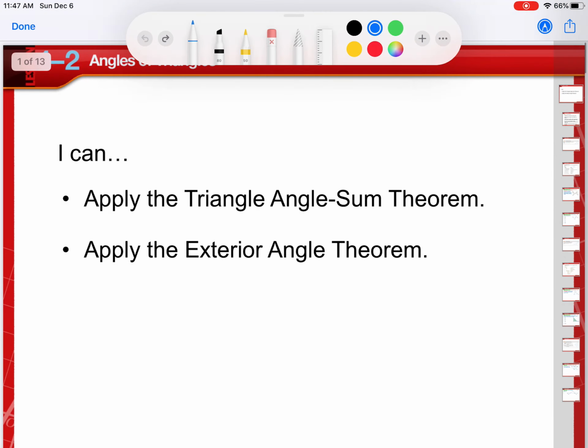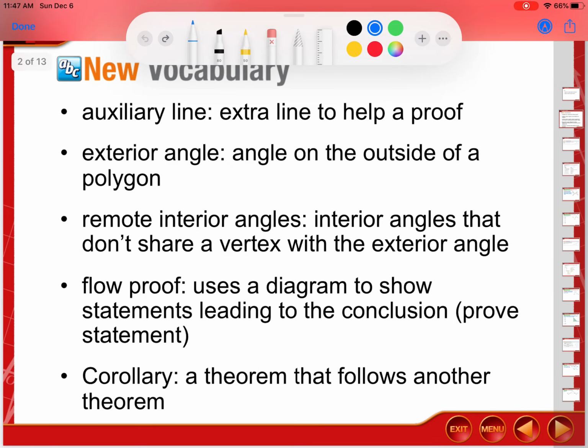Alright, so today we are going to be talking about the angles of triangles a little bit further. So, the goal for today is that you can apply the triangle angle sum theorem and apply the exterior angle theorem. These are not as bad as their names sound.